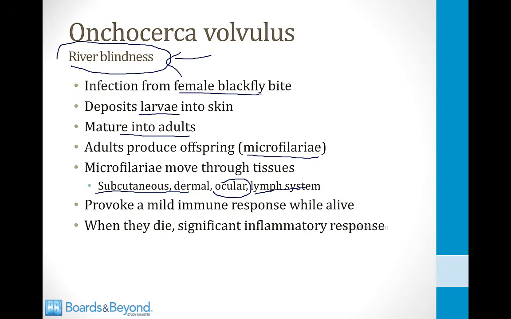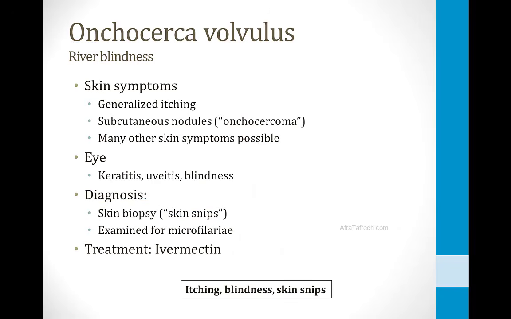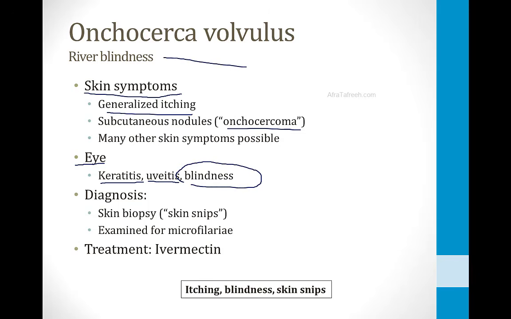While they're alive, they provoke just a mild immune response, but when they die, this is the problem. They provoke a significant inflammatory response, and this is what causes a lot of the symptoms. So if you remember what I just said about how the microfilariae move through the body, it's easy to remember the symptoms. They can cause skin symptoms from getting into the dermis and subcutaneous tissues. People can have itching. They can get nodules called onchosarcomas, and they can get many other skin symptoms. And then in the eye, it can cause inflammation of the cornea. That's called keratitis. Or inflammation of the uvea, that's uveitis, and this can ultimately lead to blindness. That's why it gets its name river blindness.